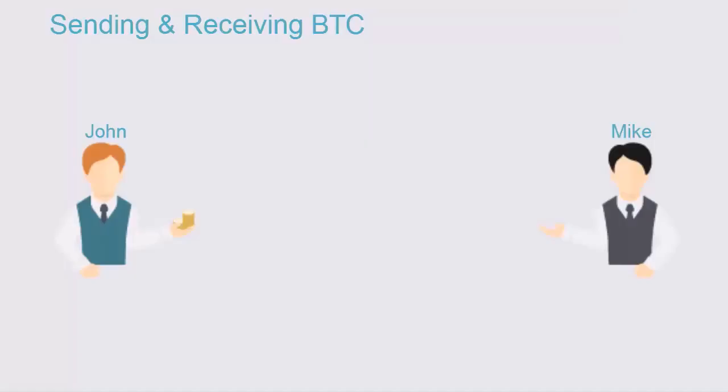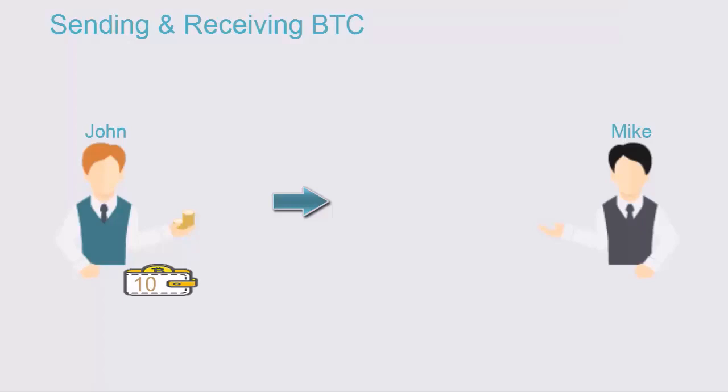In this lecture, you are going to learn how Bitcoin can be sent and received. Here we have Mike and John. John wants to send 2 Bitcoins, also known as 2 BTC, to Mike. John is sending these Bitcoins. Maybe he bought a product or he's paying Mike for a service. In order for John to send 2 Bitcoins, he needs to have at least 2 Bitcoins in his wallet.